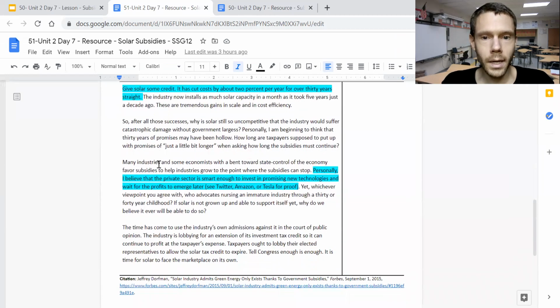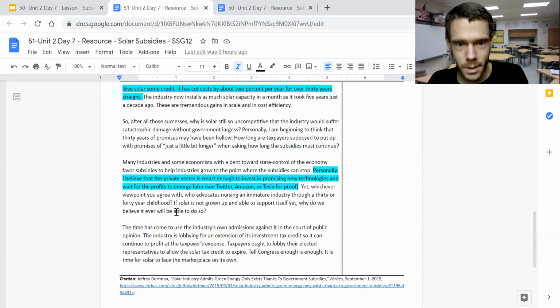By contrast, on the second page, we can actually see the writer of the article's bias. The writer says, personally, I believe the private sector is smart enough to invest in promising new technologies and wait for the profits to emerge later. And then they give some examples. They mention Twitter, Amazon, and Tesla, which isn't necessarily indicative of all companies, but is illustrative of some of the most successful companies. And then the writer says, whichever viewpoint you agree with, who advocates nursing an immature industry through a 30 or 40-year childhood, clearly leaning towards not having the subsidy.